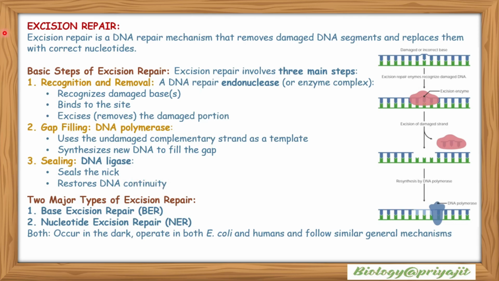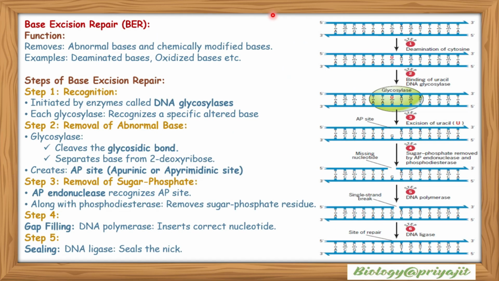So there are two basic major types of excision repair. The first one is base excision repair, or BER, and the second one is nucleotide excision repair, or NER. Both occur in the dark, operate in both E. coli and humans, and follow similar general mechanisms. Base excision repair removes abnormal bases and chemically modified bases. Examples: deaminated bases or oxidized bases, etc.